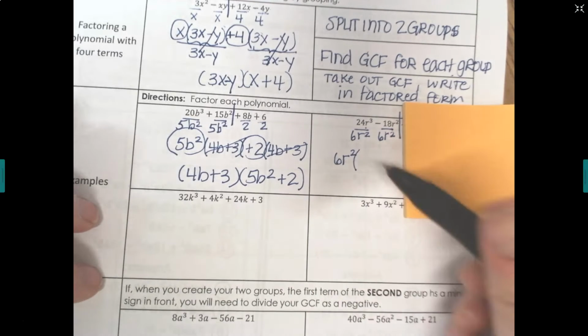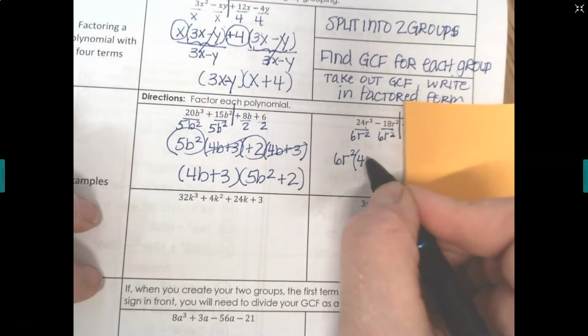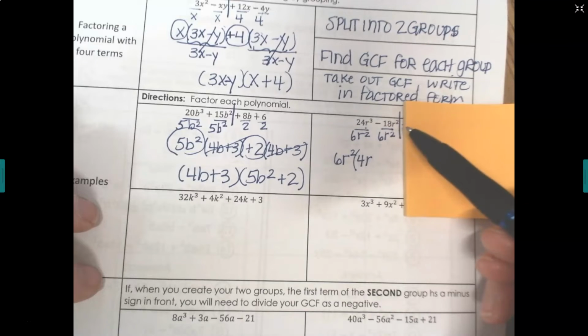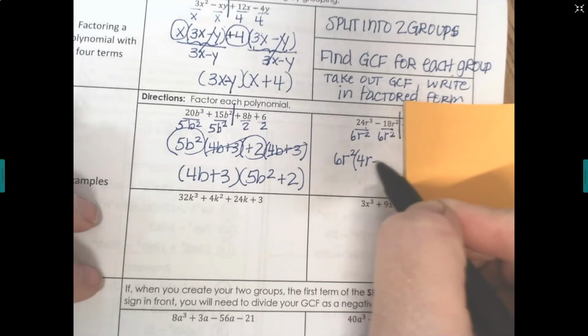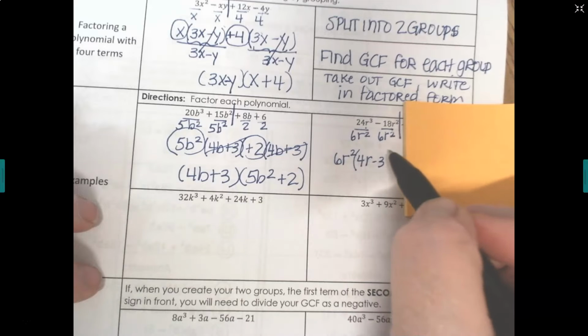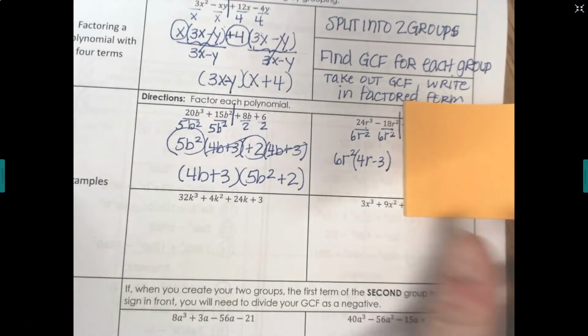When I divide it out, 24 divided by 6 is 4. R cubed divided by r squared leaves an r behind. Negative 18 divided by 6 gives you negative 3. R squared divided by r squared cancels out. Okay, that's the left-hand side.